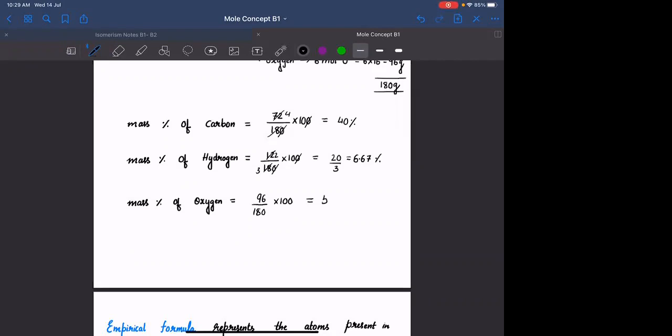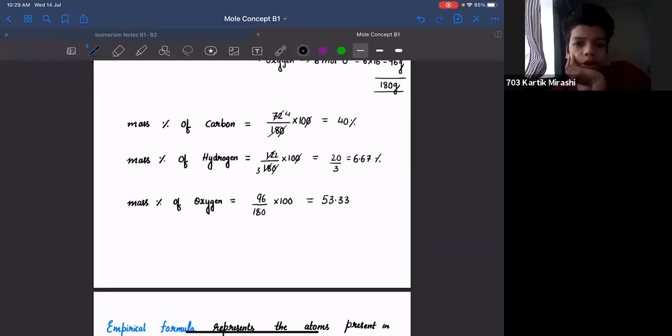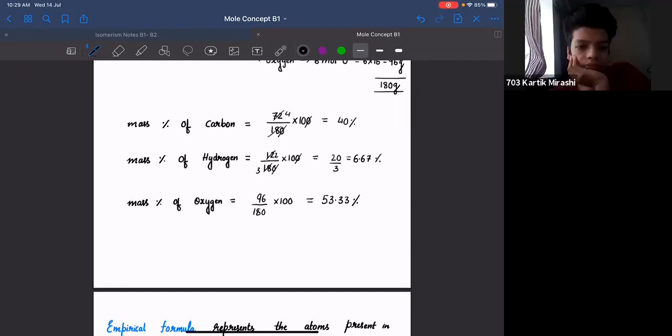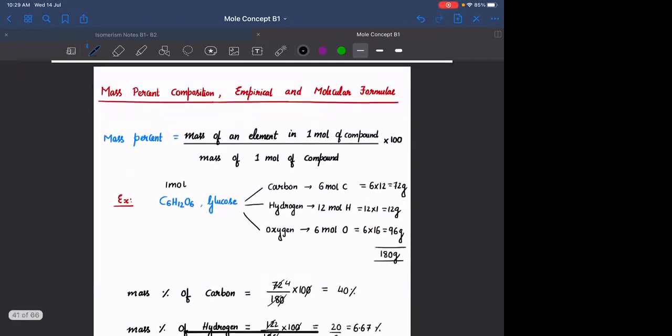So what should be the mass percentage of oxygen? I think it is 53.333 recurring, so we will take that as 53.33%. Okay. So this is how you calculate the mass percentage.